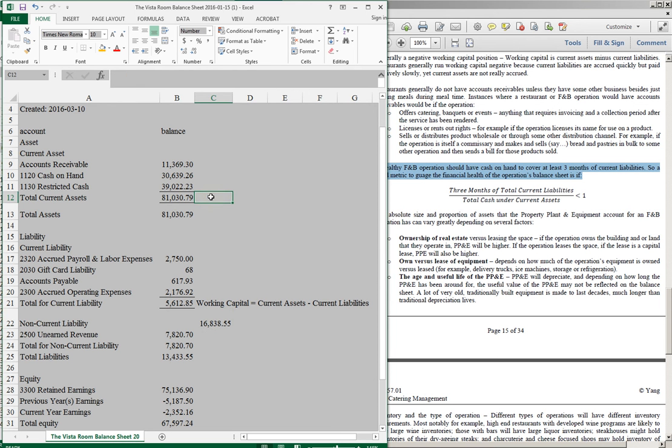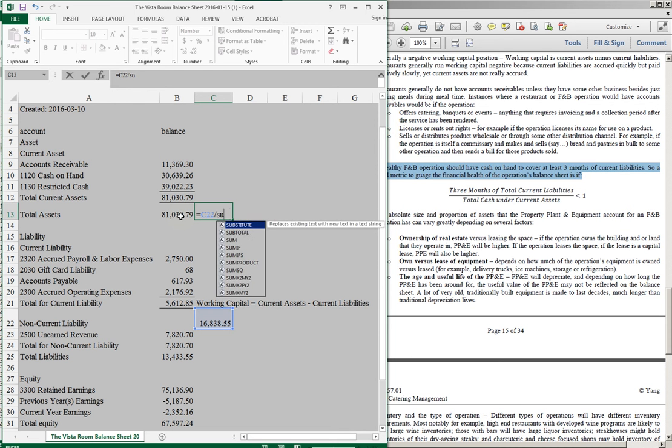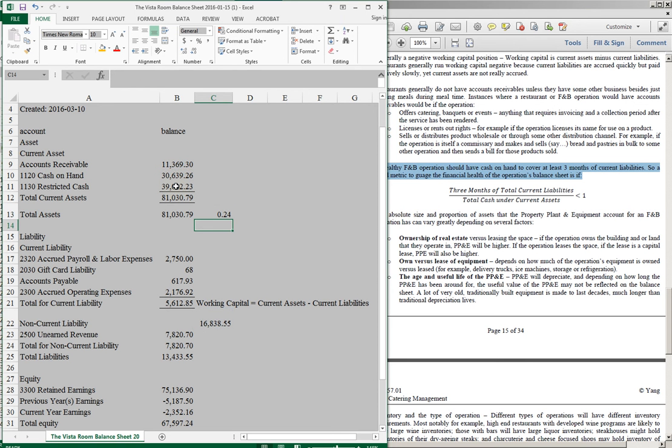Another way that you can calculate and determine whether it's, you know, 3 months worth or not is if 3 months worth of current liabilities divided by your cash amount is less than 1 or not. And we are very, very, very, very much less than 1. Okay, so the numerator of 3 months worth of liabilities is a lot smaller than the denominator, which is the amount of cash that we have to cover it. Okay.